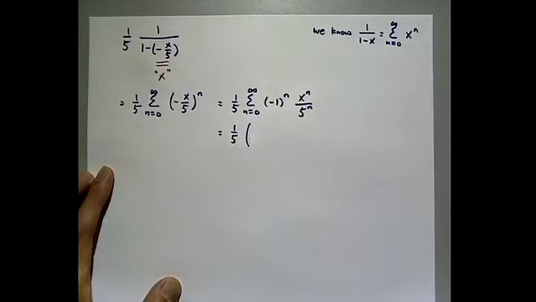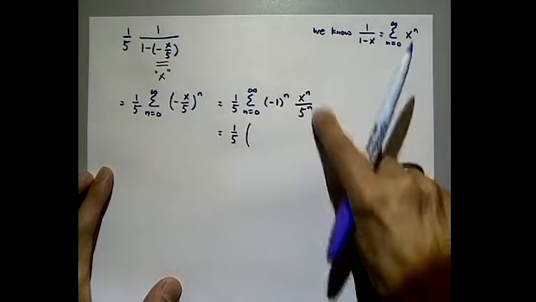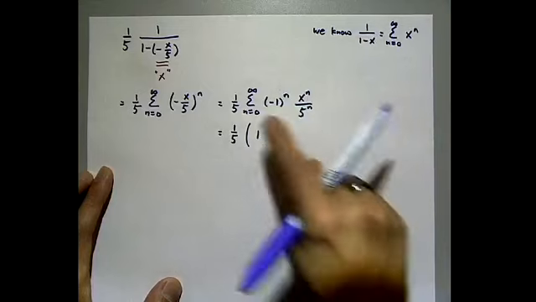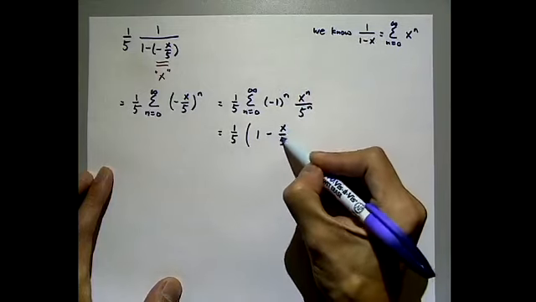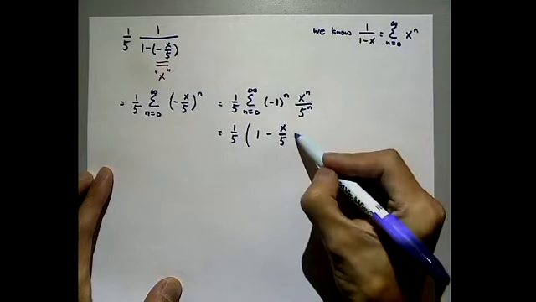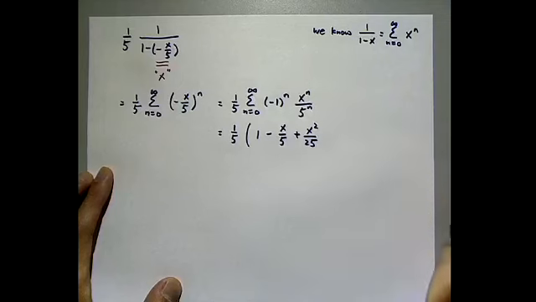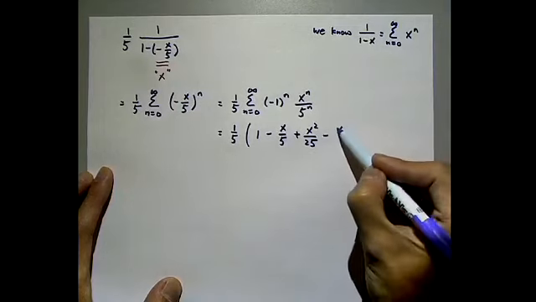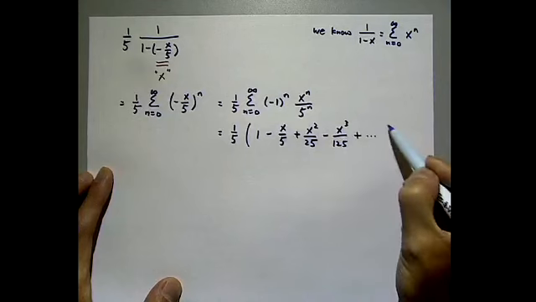So think about what this looks like now. When n is 0, we have 1. When n is 1, we have minus x over 5. When n is 2, plus x squared over 25. When n is 3, minus x cubed over 125, and so on.